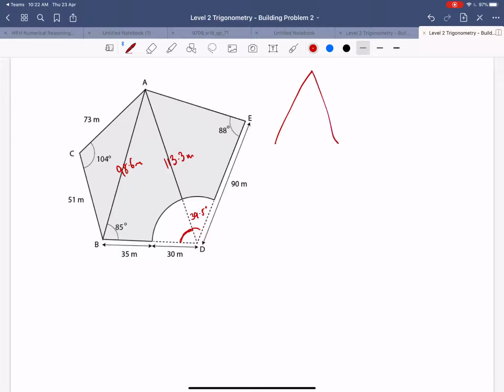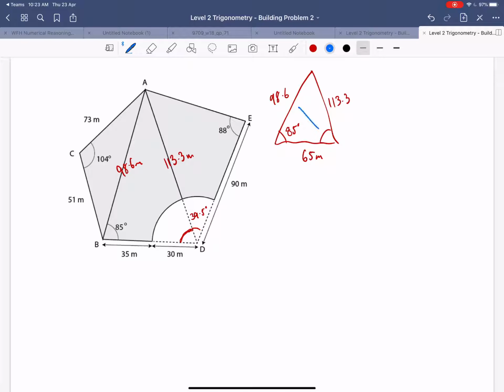So a quick sketch of the triangle that I'm looking at. I'm looking at this angle. I've got 98.6 here. I've got 113.3 here. I've got 85 degrees, and I've got 65 meters along here. So because I've got two sides and an angle, I can use the sine rule.